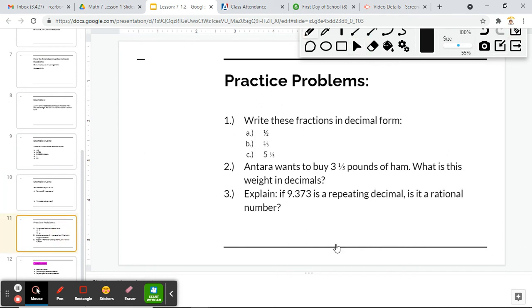All right, so here are some practice problems for us. We want to write these fractions in decimal form. Tara wants to buy 3 1/5 pounds of ham. What is this weight in decimal form? And lastly, explain if 9.373 is a repeating decimal. Is it a rational number? So go ahead and try these out on your own, and then I'll put in our answers here.